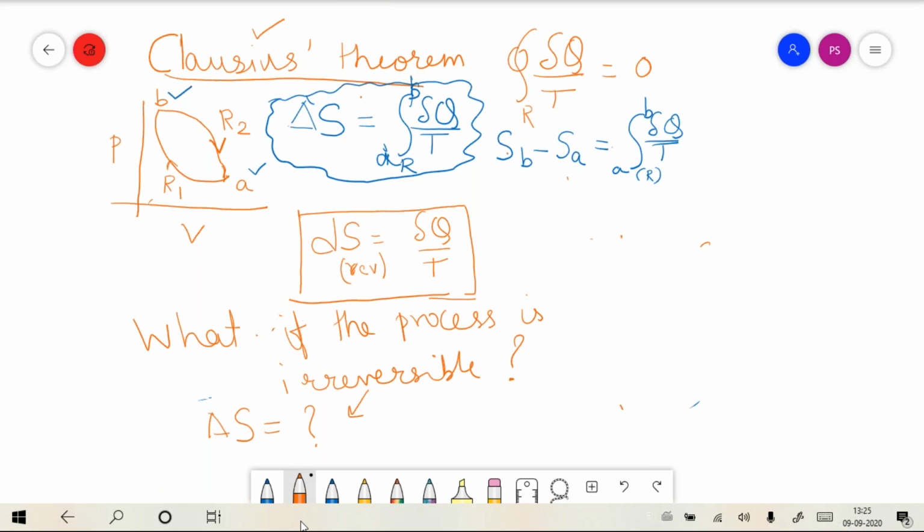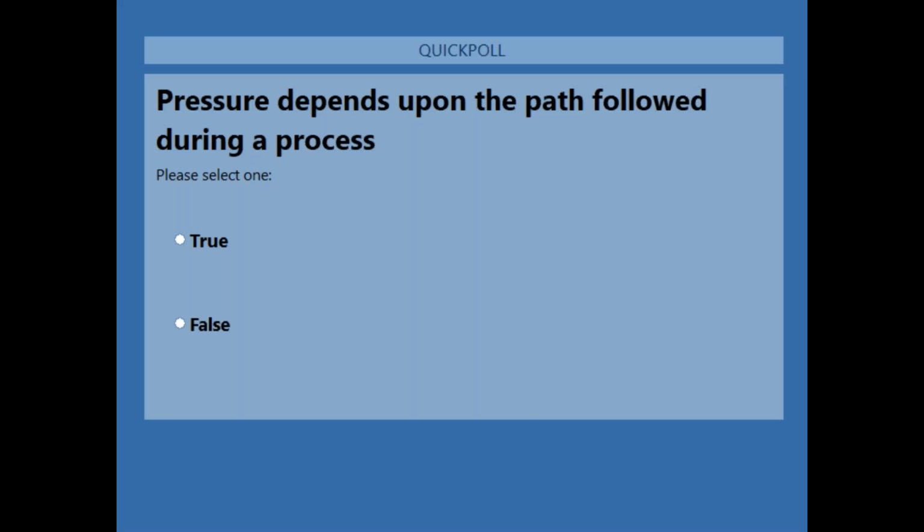Before discussing that, I would like to test you on whatever you have been taught. Let me put some poll questions to ensure that you are understanding the concepts. So I have launched the poll question before I take up part 2 of the discussion. Pressure depends upon the path followed during a process.